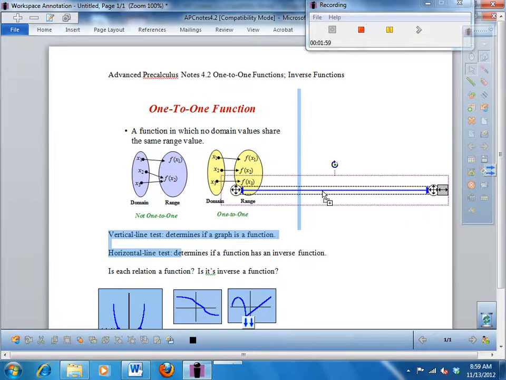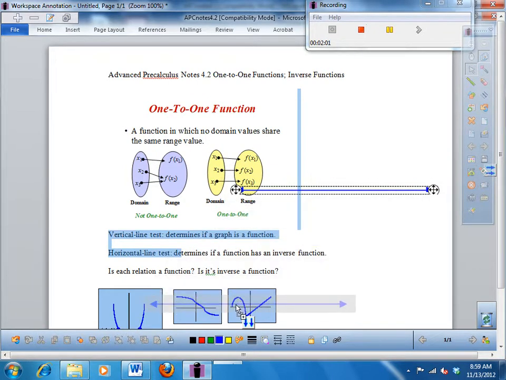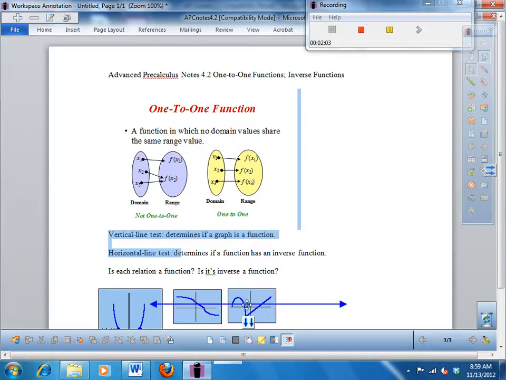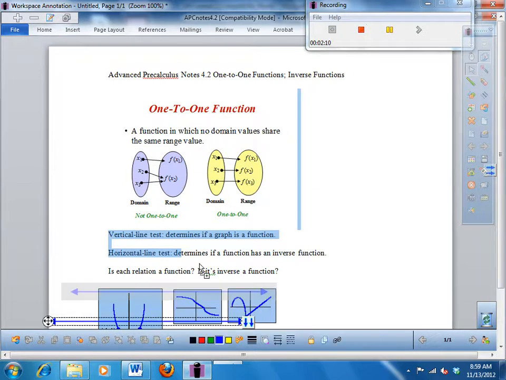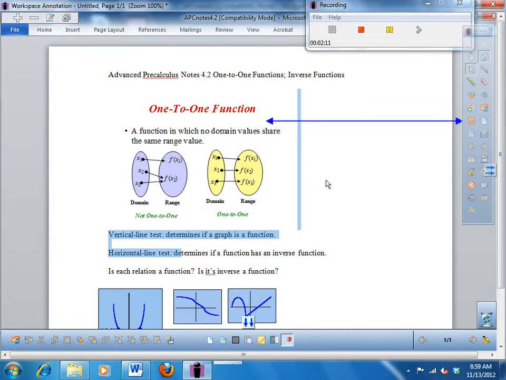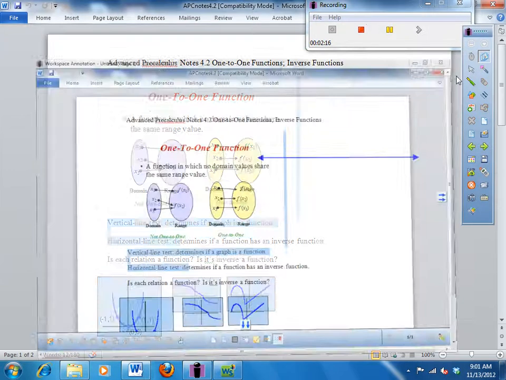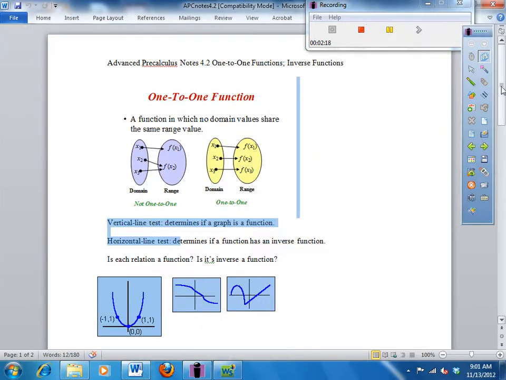Okay. And then I grab it. Does this one pass the horizontal line test? No. Does this one pass the horizontal line? No. Okay, so what that means is that you can't find the inverse of those functions. All right. The middle one works, doesn't it? The middle one works. Yes.